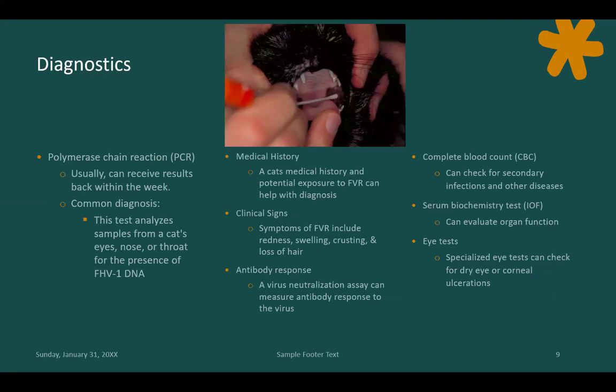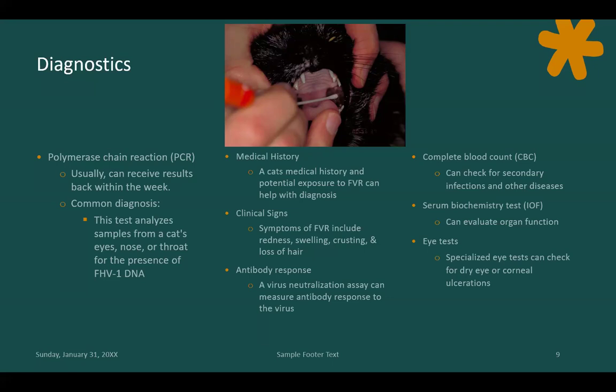So to diagnose feline rhinotracheitis, you can do a polymerase chain reaction, and you can usually receive that result back within the week. This test analyzes samples from a cat's eyes, nose, or throat for the presence of FHV1 DNA. Medical history: a cat's medical history and potential exposure to FER can help with diagnosis. So if your cat accidentally gets outside and is exposed to a feral cat that has feline rhinotracheitis, that becomes part of the medical history.